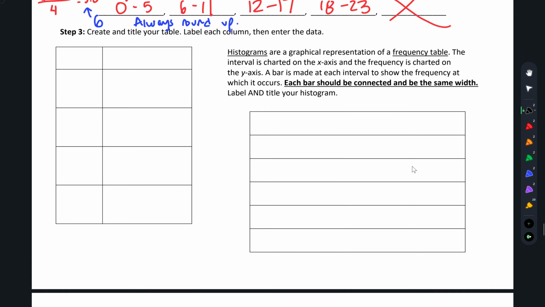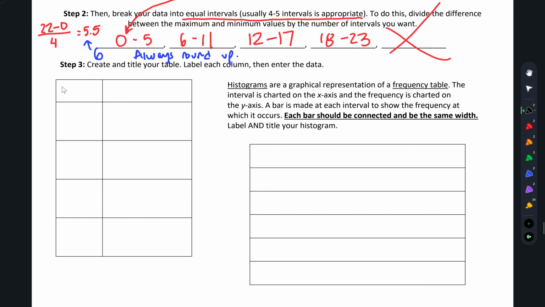So for our frequency table, the first thing that we need to do is label these 2 sections of my frequency table. The first side, the left side, that's going to be my intervals. My intervals represent number of hours. Those were 0 to 5, 6 to 11, 12 to 17, and then 18 to 23.